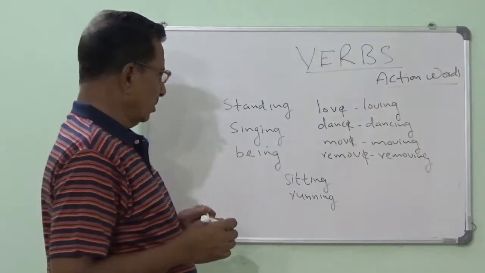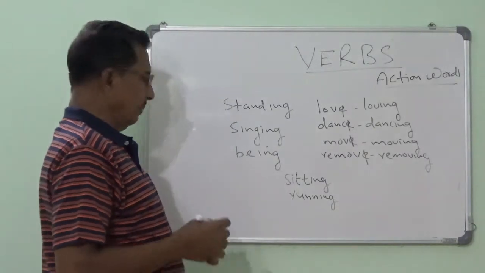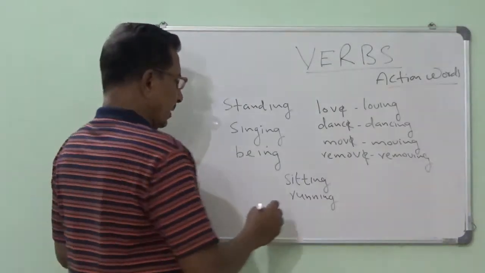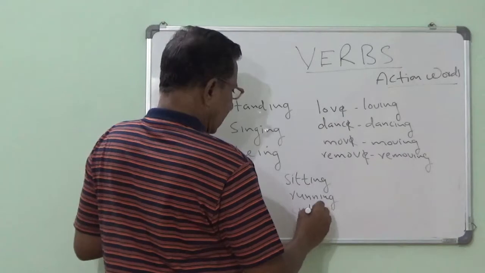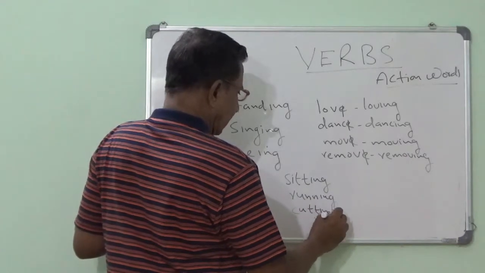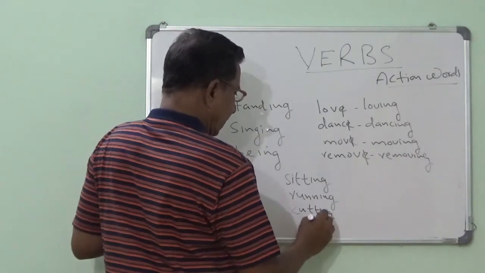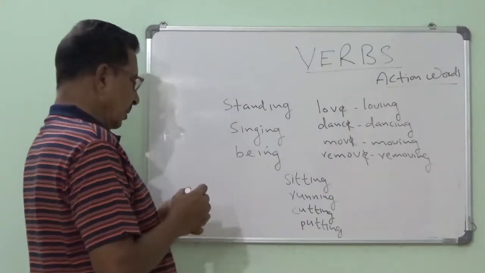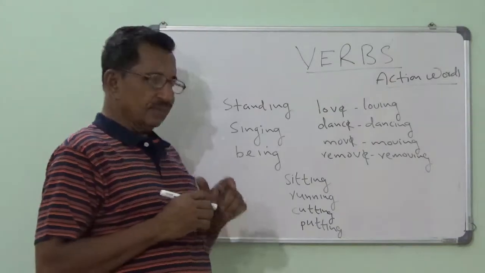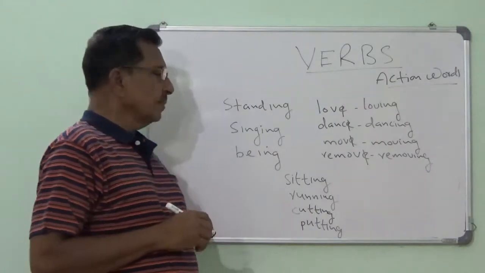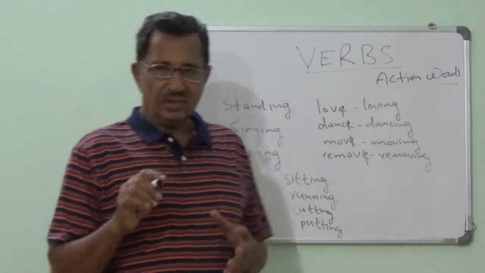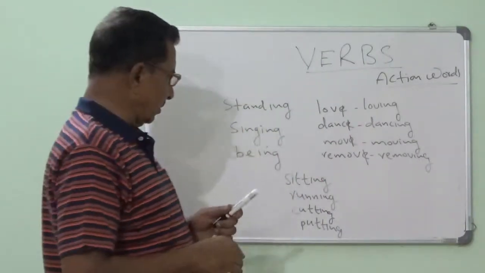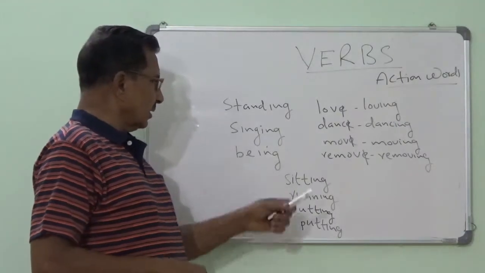Sitting, running, then double. Cut, C-U-T-T-I-N-G, cutting. Put, P-U-T-T-I-N-G, putting, sitting. Usually it happens with the T and some verbs. Later on I will tell you why. After a certain time, you understand. Okay, sitting, running, looking, like this.